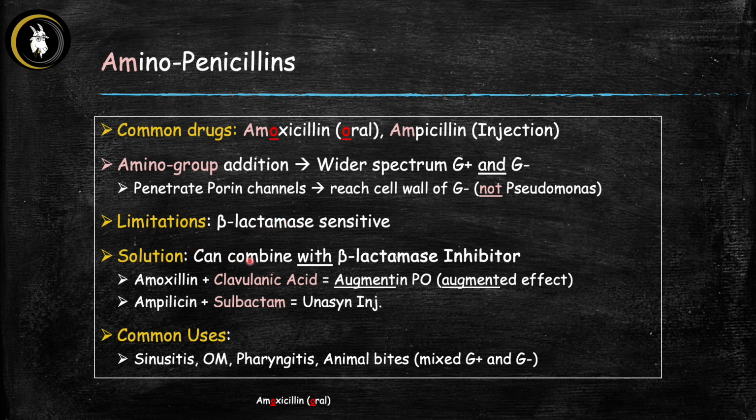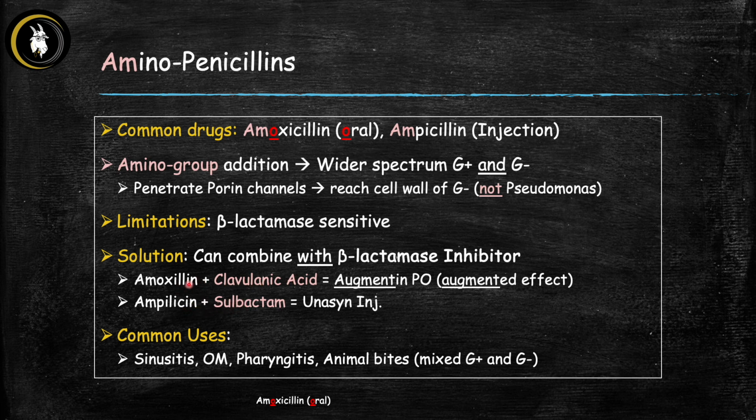So to solve this problem, we can combine these antibiotics with other drugs known as beta-lactamase inhibitors. So here's how it works. We can give amoxicillin by itself and it can be effective. We can give ampicillin by itself and it can be effective. But if there is a bacteria that is producing beta-lactamase, it may be resistant to these. In those scenarios, we would combine these drugs with these beta-lactamase inhibitors, which are clavulanic acid for amoxicillin and sulbactam for ampicillin.